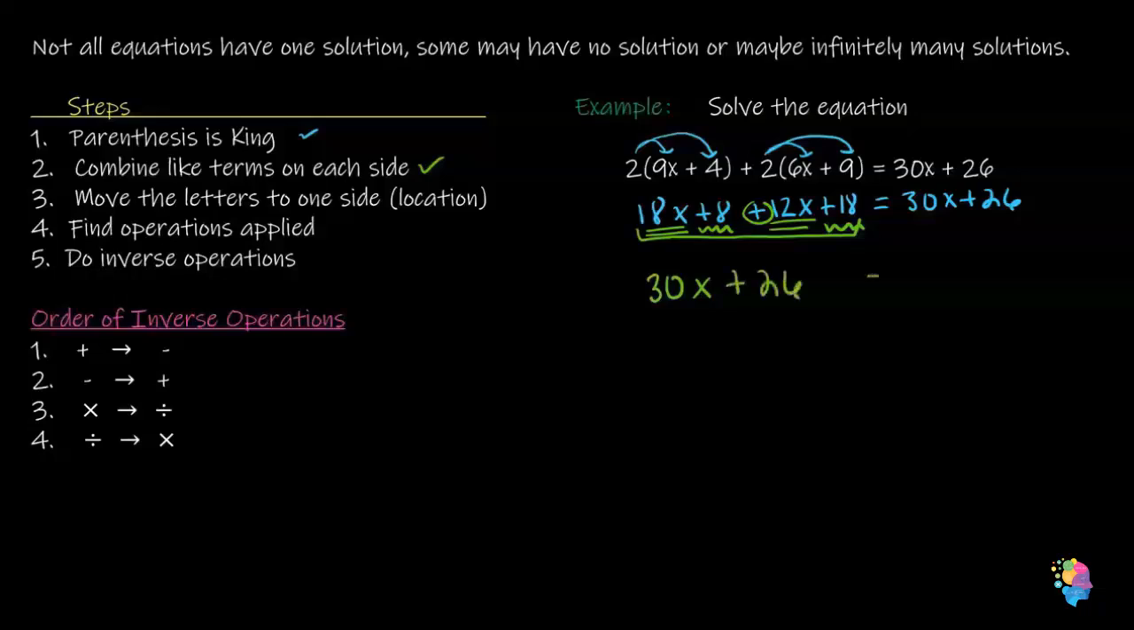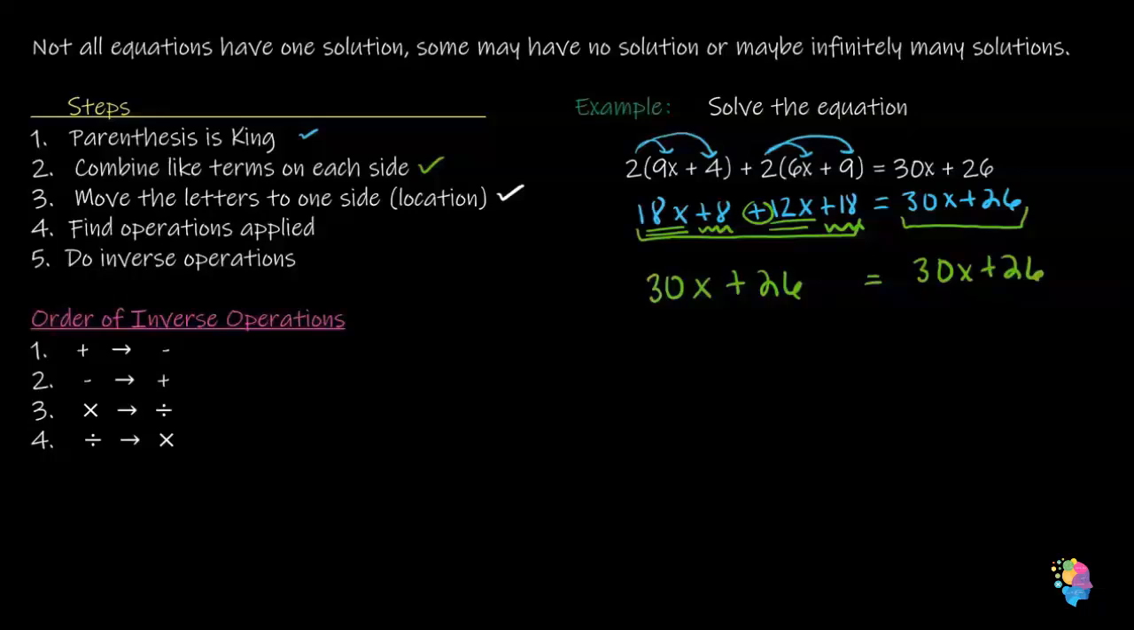And don't lose the equal sign. And on the right side, I still have the 30x plus 26. And I cannot combine them because one has a variable and the other one doesn't. So it remains the same. All right, we're on our way. The next thing is to move the letters to one side. Remember, I personally always move the letters from the right side to the left side.